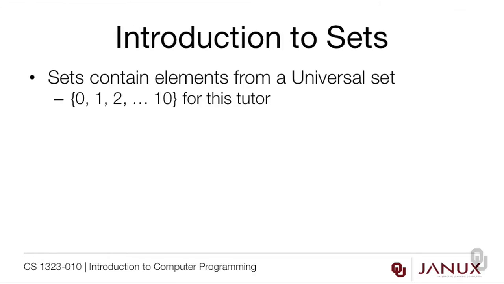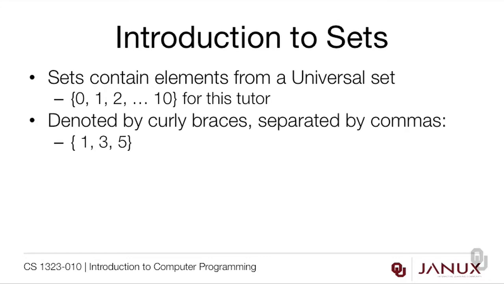So sets contain elements from something called a universal set. In other words, the set of all possibilities. So this could be written, for example, in our case, a set containing 0, 1, 2, and so on, up to 10 for this tutor. They're denoted by curly braces separated by commas. So notice curly brace, 1, 3, 5, curly brace.